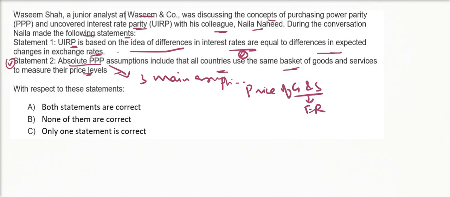Then next we have UIRP is based on the idea of differences in interest rates. It basically deals with the risk-adjusted returns of assets between two countries, and the associated returns should be the same, right? So it means this statement is also correct, and if you look at the answers, option A is the correct one. I hope that you guys have understood this part.